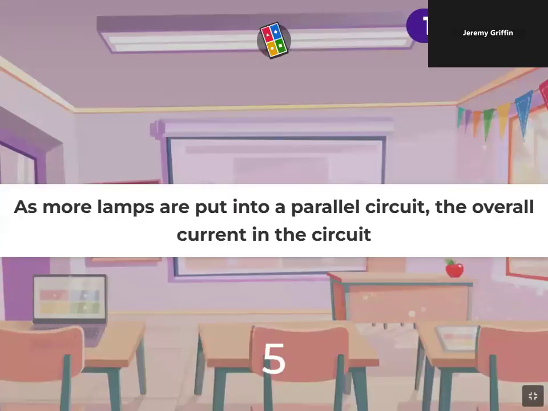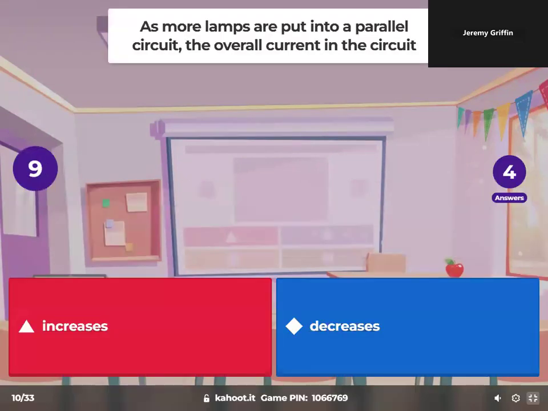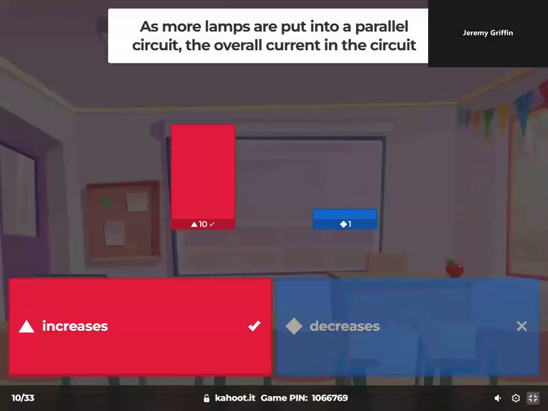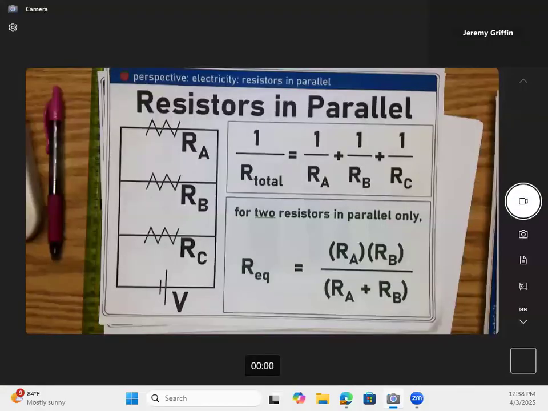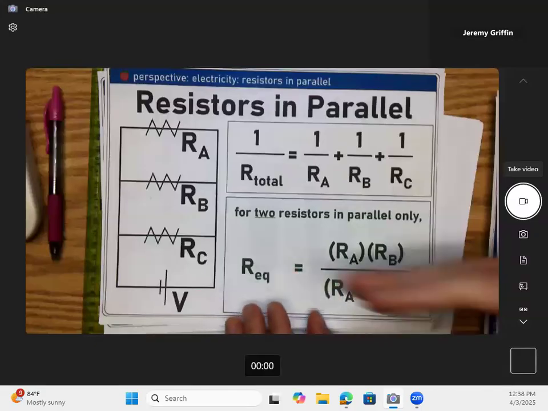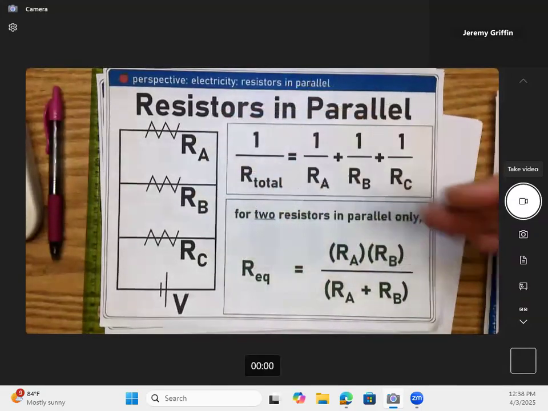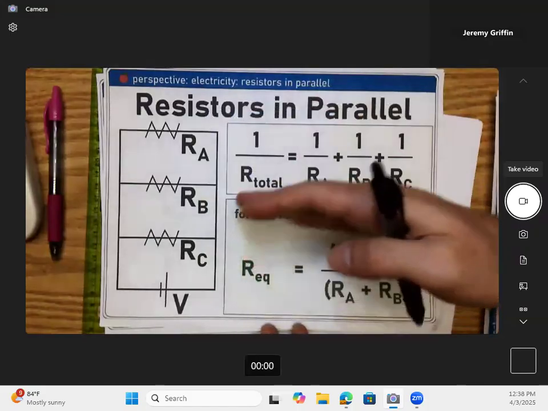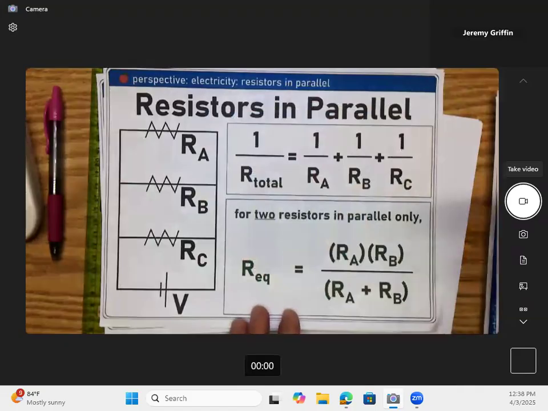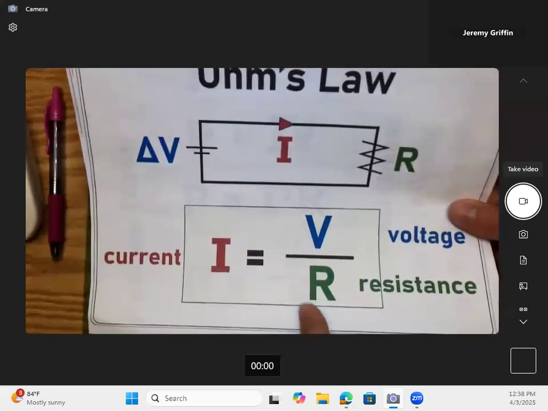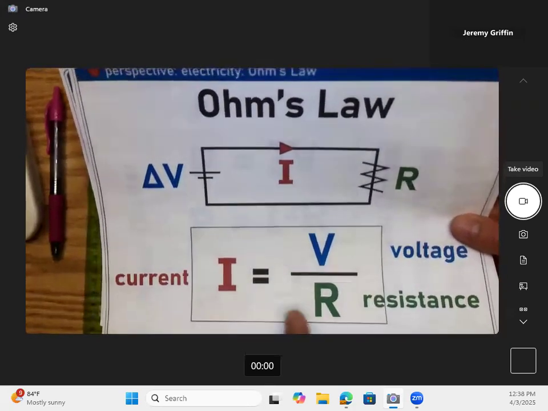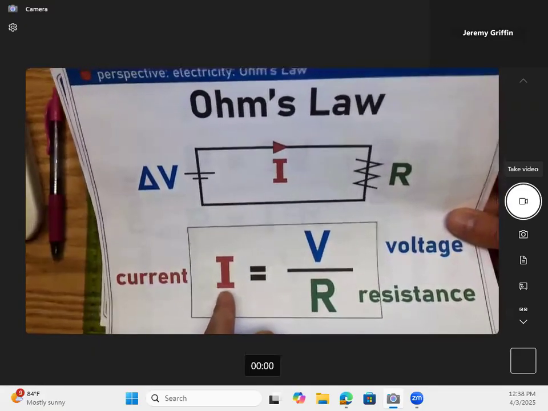Peyton. As more lamps are put into parallel, the overall current, yep, increases. So this is just the reverse, isn't it? Because the more resistors you put into parallel, see if you guys follow this. What happens to the overall resistance? It's less and less and less. Like the more people painting a fence, the less time overall it's going to take. Okay? And then jump over here and say, if the resistance is getting smaller, the current is getting bigger. Yeah, you got it.